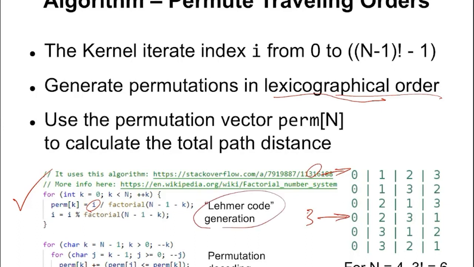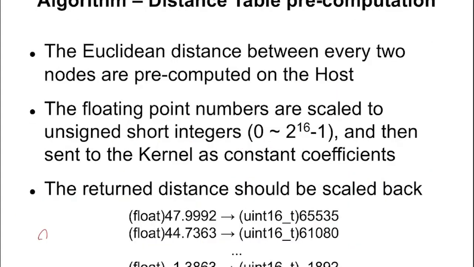When the Lehmer code is generated, which takes linear time complexity, we should decode this permutation to transform the number code to the permutation vector. When the permutation vector is generated, we should also prepare the distance table on the host program. We should compute the distance between every two nodes.